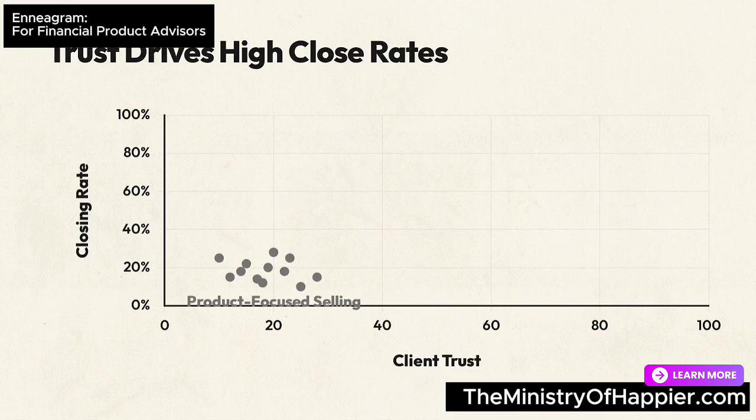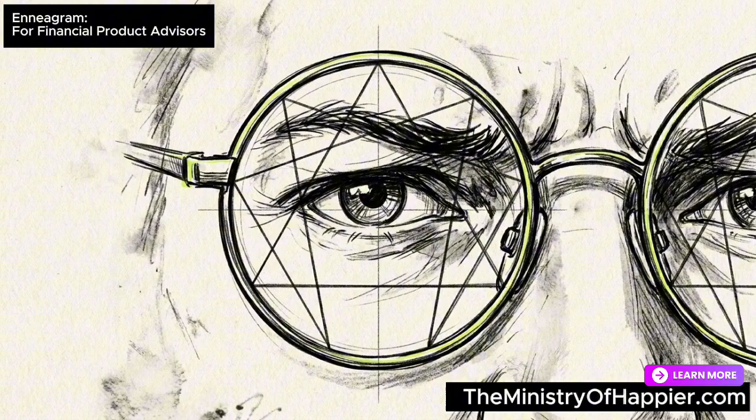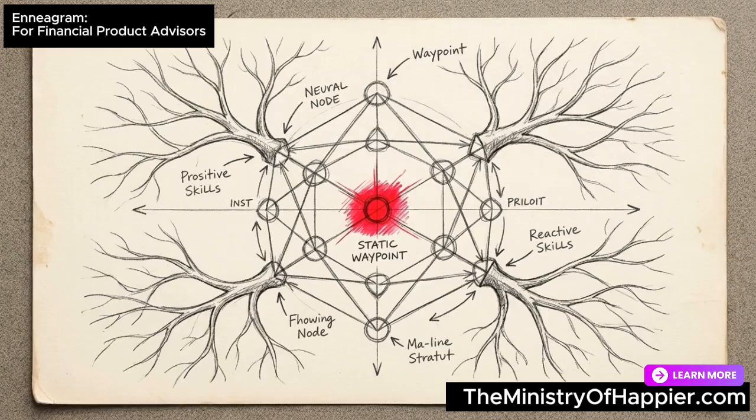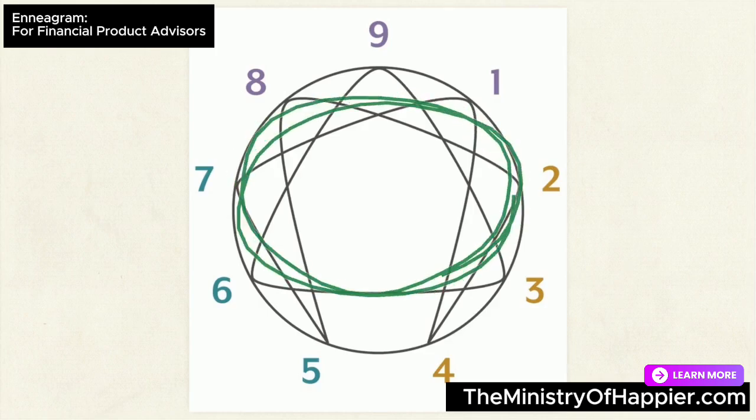High-performance advisory aims for the top right quadrant. Here, high trust serves as the primary driver for closing complex contracts. Reaching that upper quadrant requires identifying the specific anxieties that dictate your client's behavior. The Enneagram functions as a psychological GPS for navigating that behavior. This 9-point diagram identifies 9 distinct ego archetypes, each with its own internal logic.